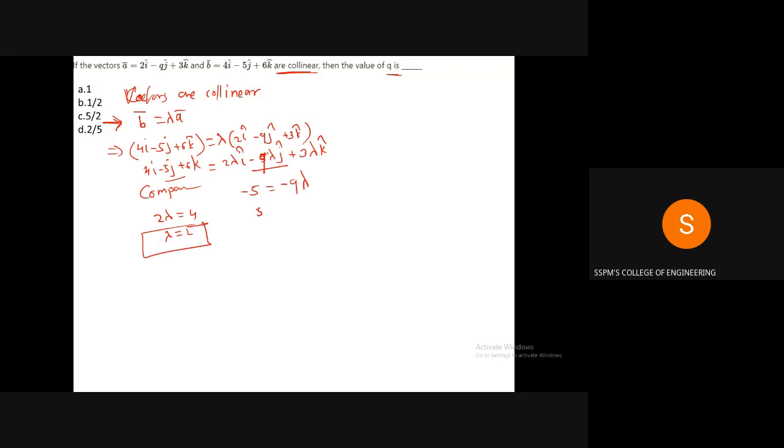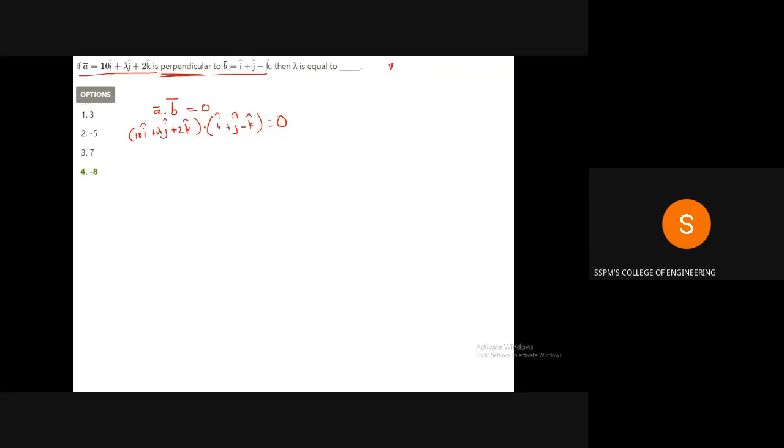The first vector is 10i plus lambda j plus 2k, dot product with i cap plus j cap minus k cap is equal to 0. Now we will take the dot product. The dot product will be 10 into the component of i in this vector, which is 1, so 10 into 1 is 10. Similarly for the j component, lambda into 1 is lambda, plus 2 into minus 1, that is minus 2, is equal to 0.